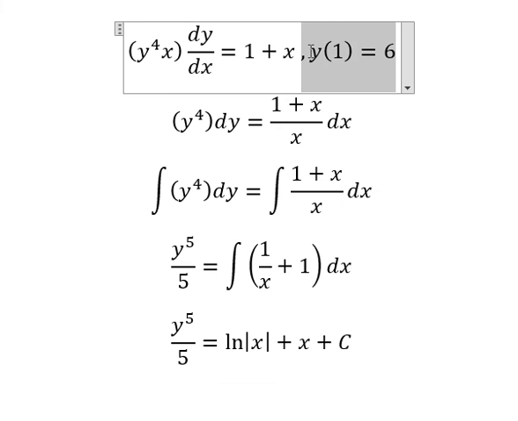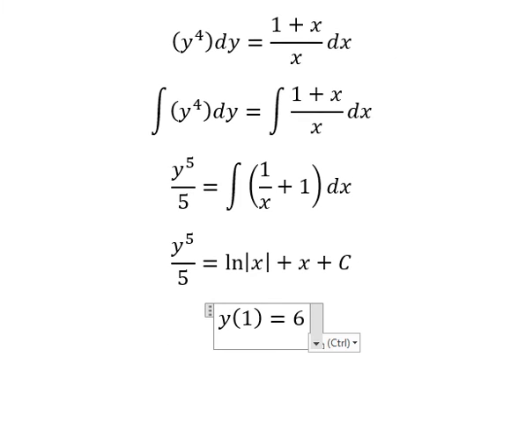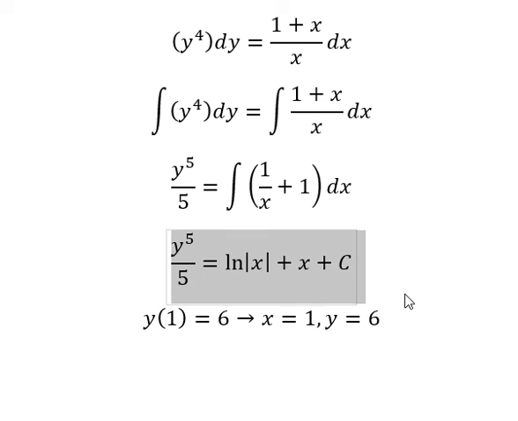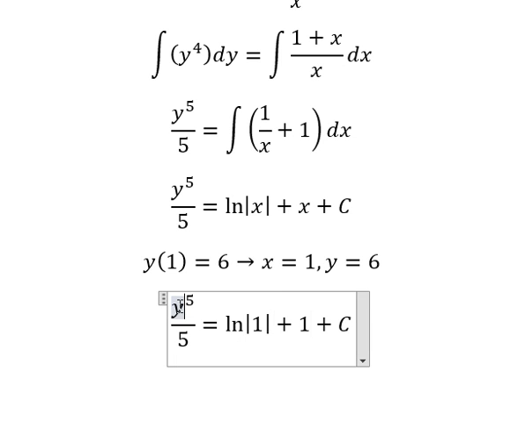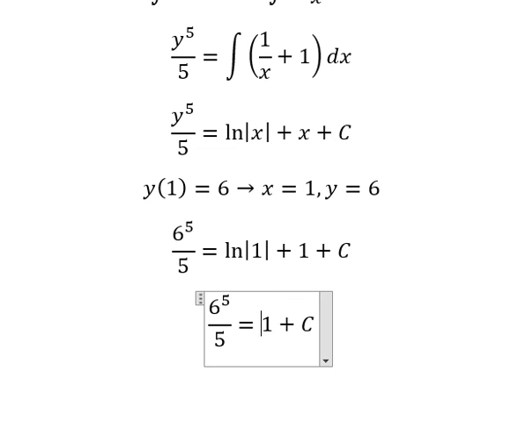Now we have the conditions. That means when x equals 1, y equals 6. So I will put number 1 here, number 1 here, and number 6 here. Ln 1, we have 0.